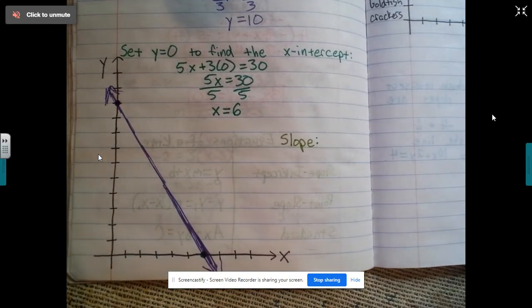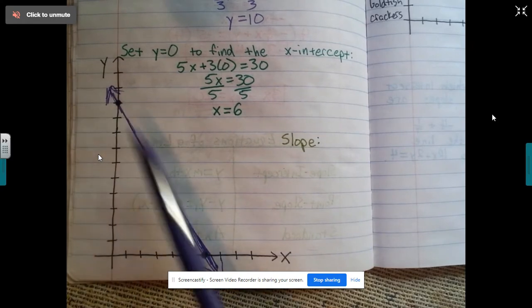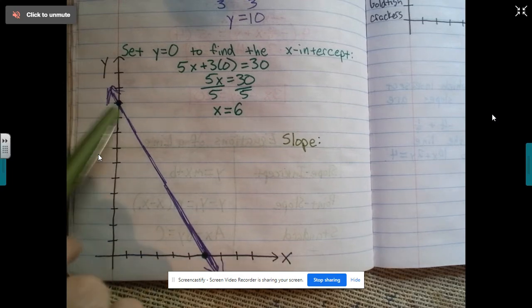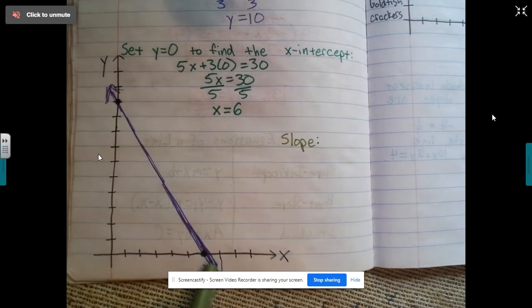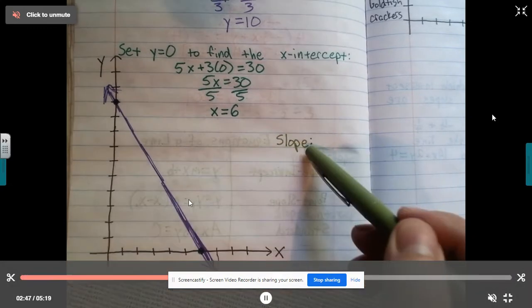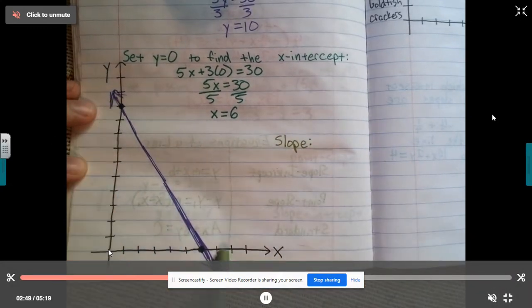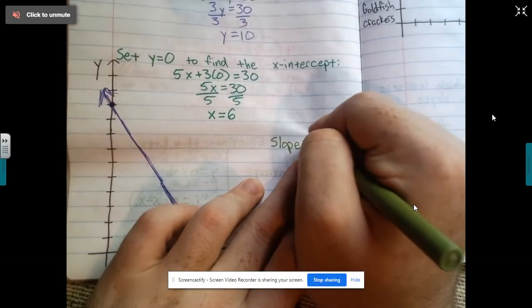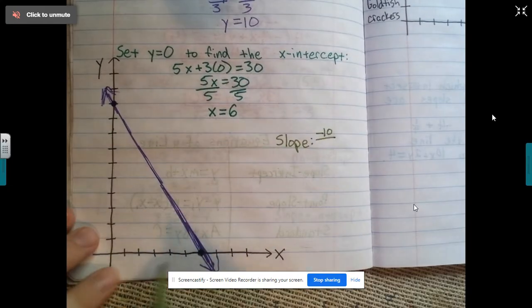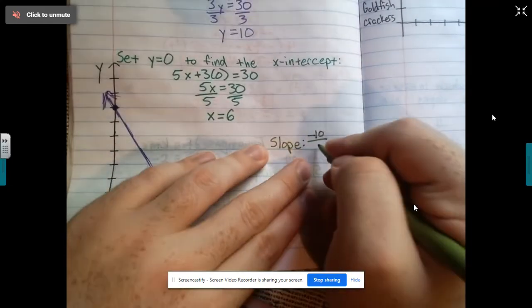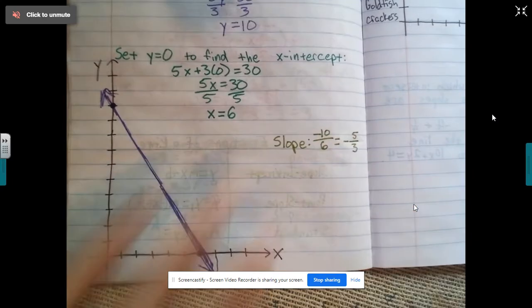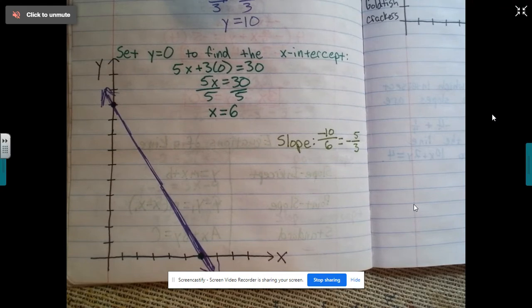And then another thing I wanted to point out is that you can also find the slope of the line by using these intercepts. You can see this line is going down from left to right, so it should be a negative slope. And we calculate slope as rise over run. So to go from one point to the other, you go down 10 and right 6. So you could represent that slope as negative 10 over 6, and that reduces down to negative 5/3. So there's a way to get the slope from using the intercepts as well.